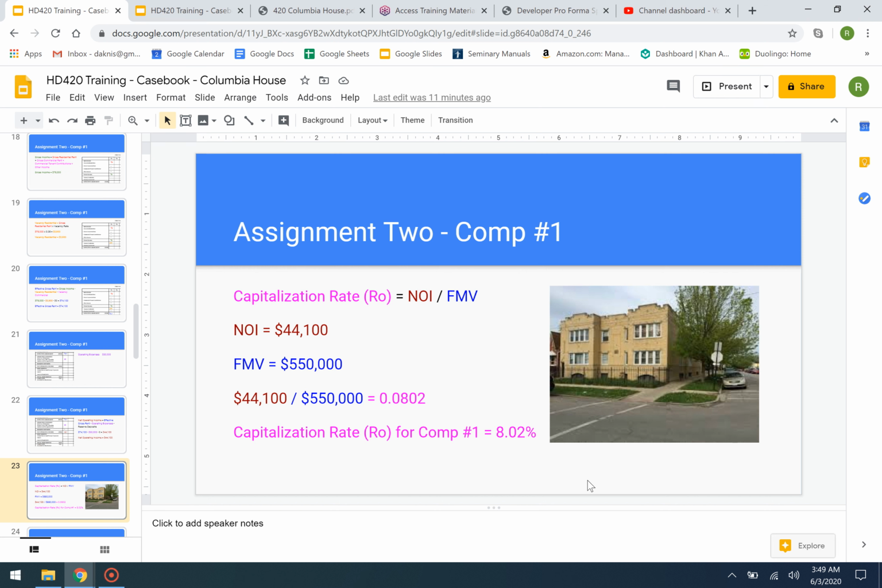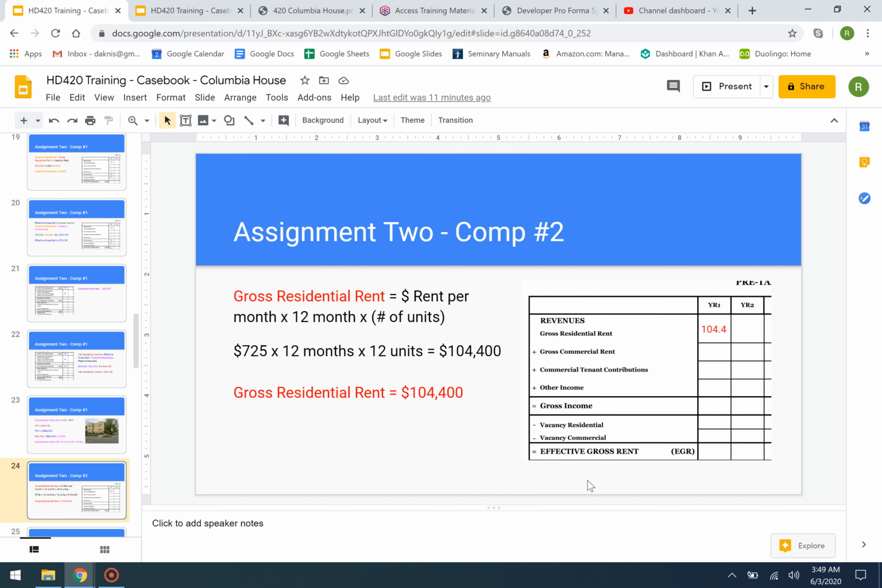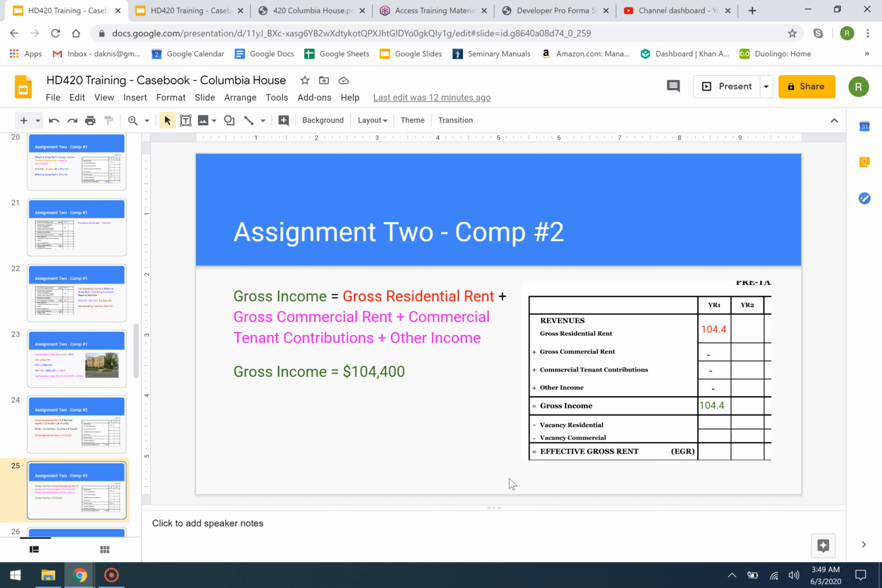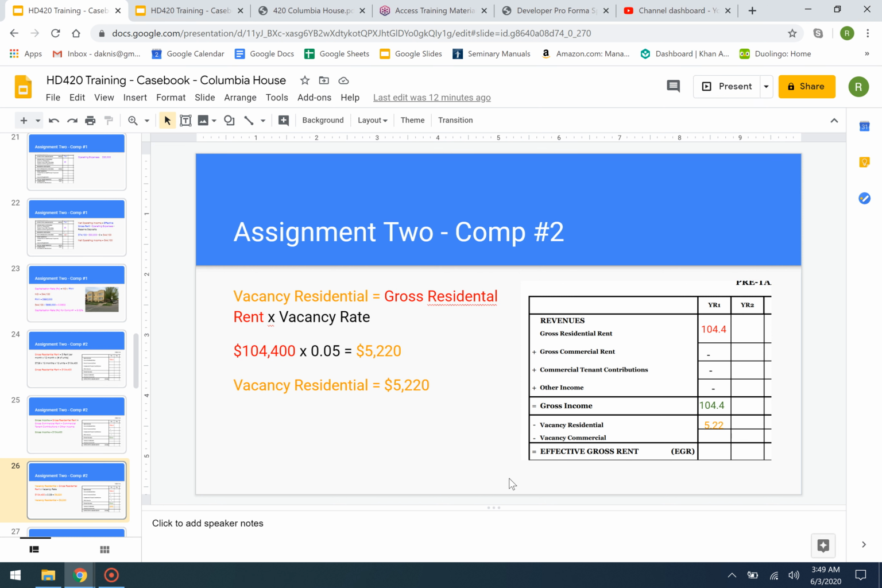All right. Moving on to comp number 2. Same thing as before. We're going to start at the very top. Just plug in the numbers and go. Rent for the month times 12 months times the number of units. Here we have $725 per month, 12 months, 12 units, and we get $104,400 as our gross residential rent. Plug it in right there, top left. Same thing, no commercial, no contributions, no other income, so we move down to gross income.